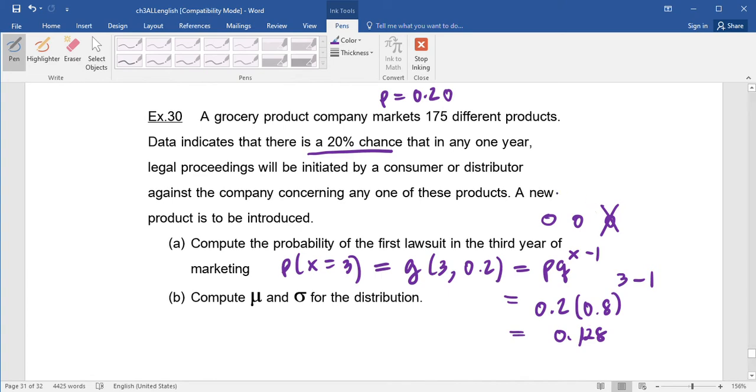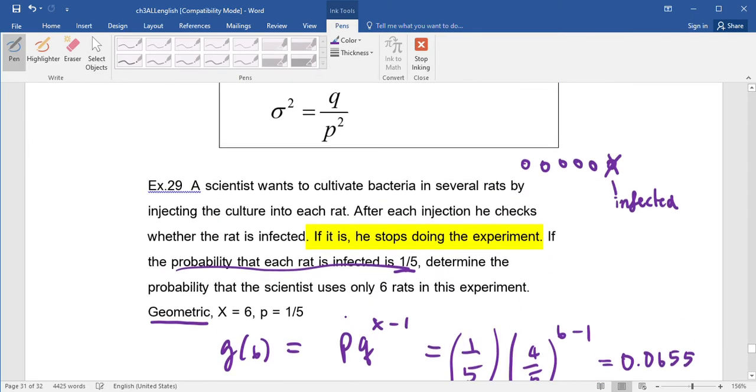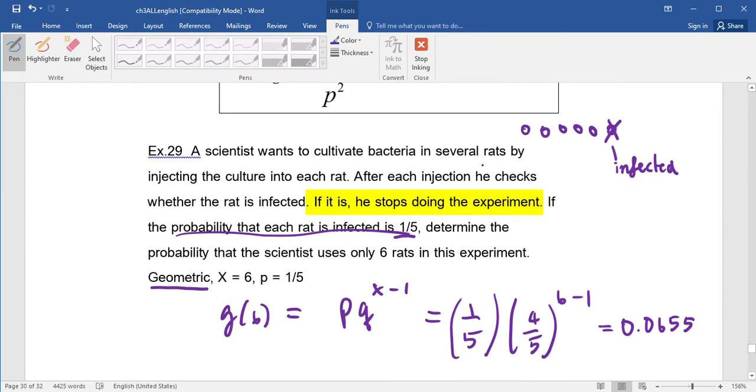This distribution is used more often in practice, especially in science, like in science experiments, in laboratories, when they want to do something like cultivating bacteria or something like that.